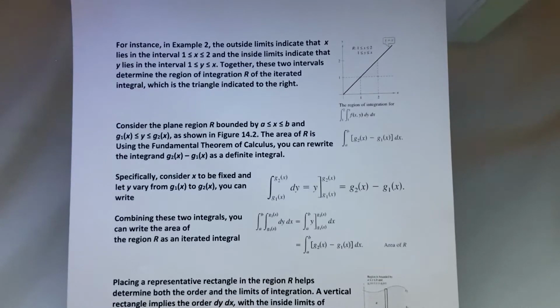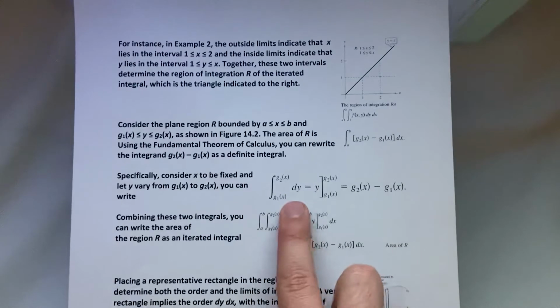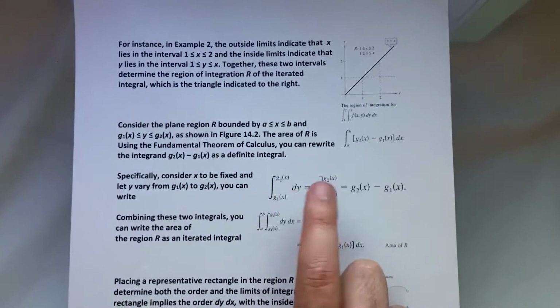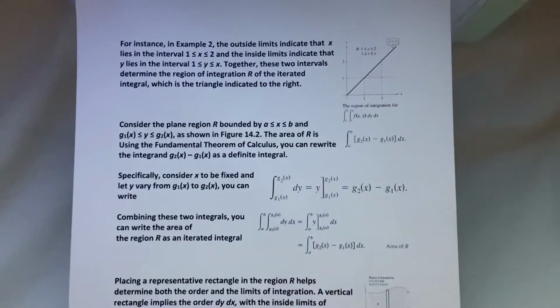Specifically, consider x to be fixed and let y vary from g1 to g2. You can write it as the integral from g1 to g2 of dy equals y, and then integrate again with respect to x. So combining these two, you can write the area as an iterated integral, the same one that you would have done in just a single variable in the past.